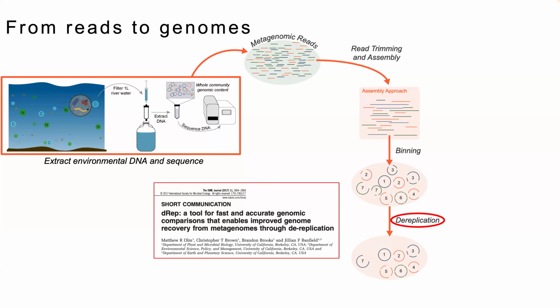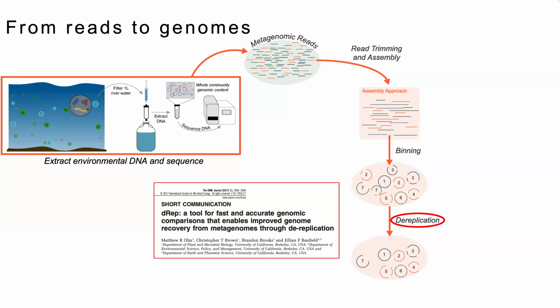So we've done metagenomic reads, we've gone through read trimming and assembly, then you have your assemblies, we then binned the contigs to get metagenome assembled genomes or MAGs. And now we're going to start with dereplication. And so the tool that we use for dereplication, and it is available in KBase, is drep.